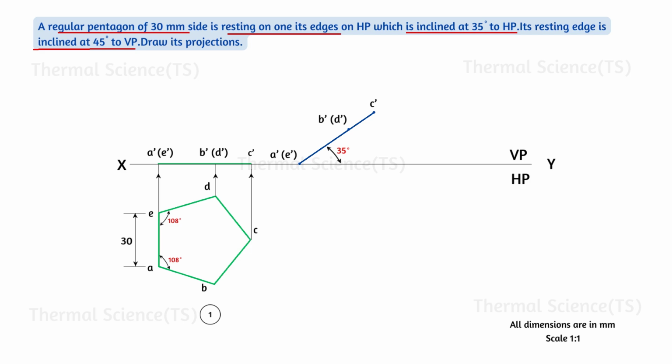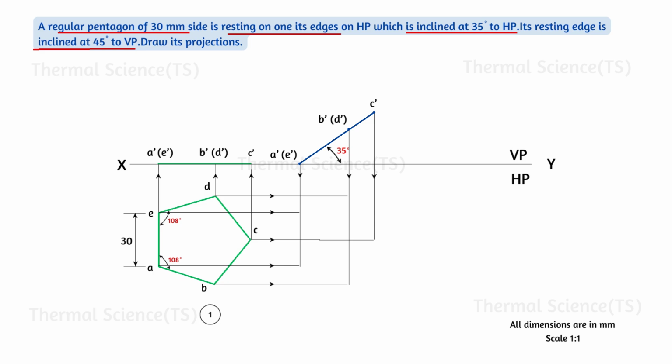Next, we are going to draw the projections from the first top view and from the inclined front view. We have to trace horizontal and vertical projections to get the points. Name the intersection points of the line as A1 for A and A dash, B1 for B and B dash, C1 for C and C dash, D1 for D and D dash, and E1 for E and E dash. Connect all the points to get the second top view. Now we have completed the second resting position of the pentagon.